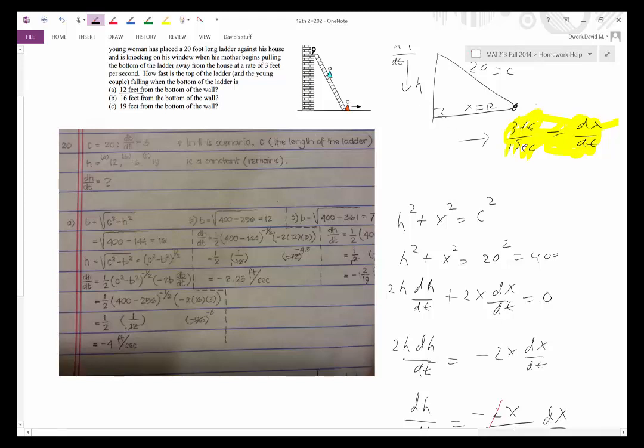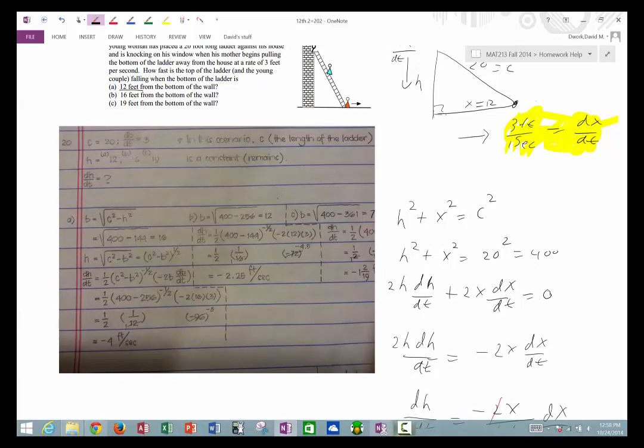So I hope this video helps. And then part B and part C are the same thing, just one of them 16 feet, one of them 19 feet. So your numbers just get more and more messy, but it's the same calculus.